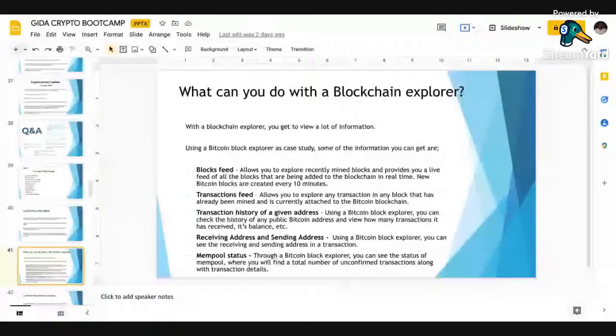It allows you to explore any transaction in any block that has already been mined and is currently added to the blockchain. So with this, you can access every form of transaction that is already mined. Obviously, you are talking about already mined transactions, so you can even backtrack them.